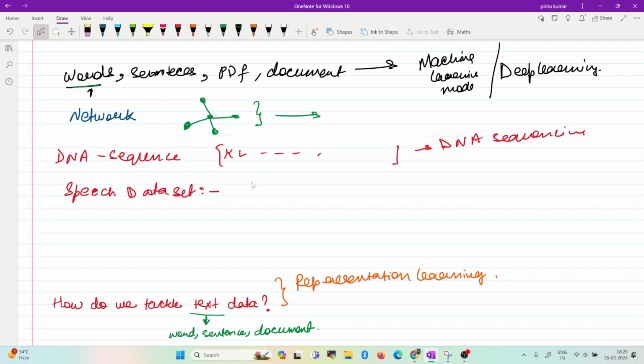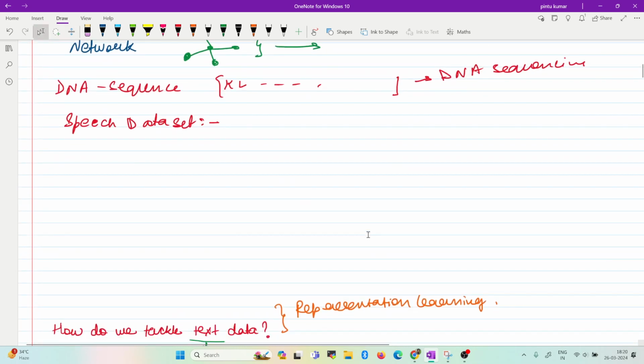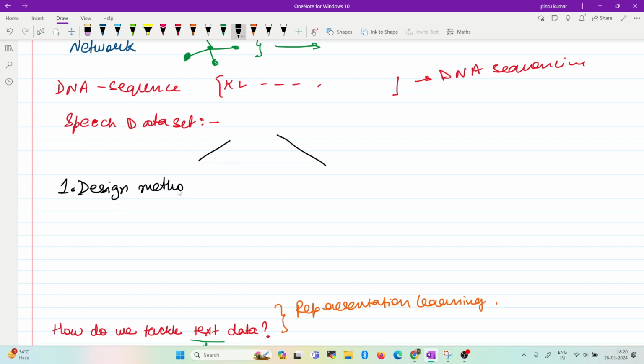So how do you tackle these kinds of data sets? How do you apply a machine learning algorithm to them? There are two possible paths that I can think of. The first path is that you design methods specifically for these kinds of data sets.